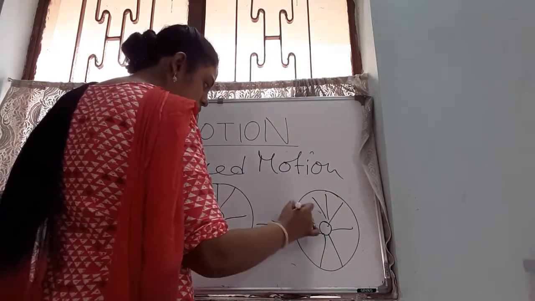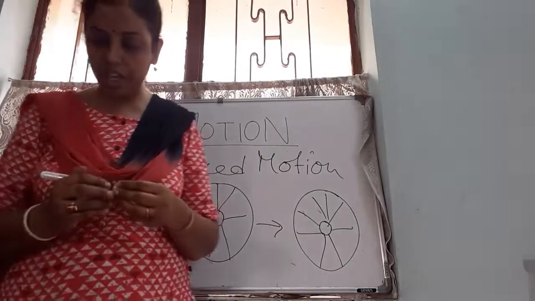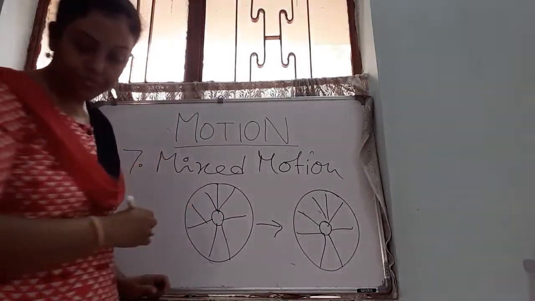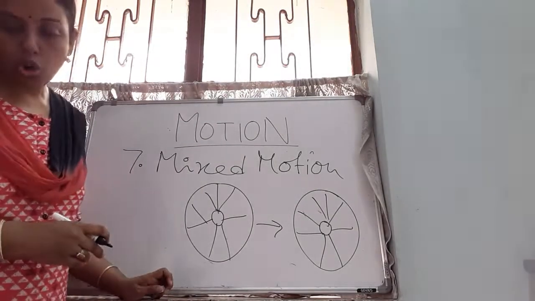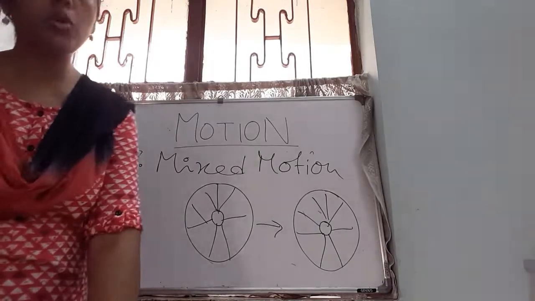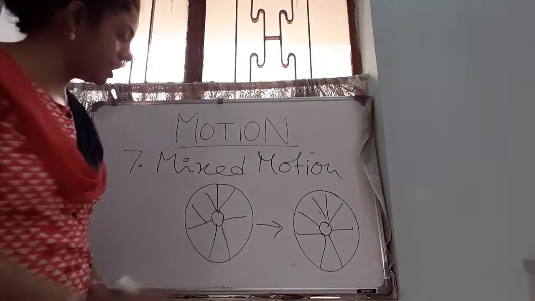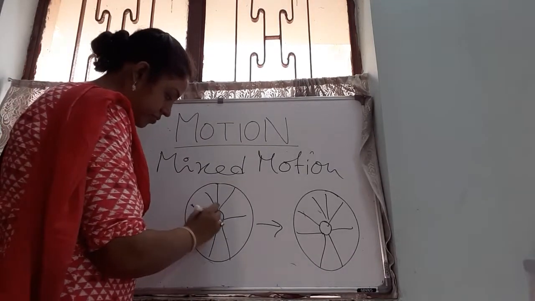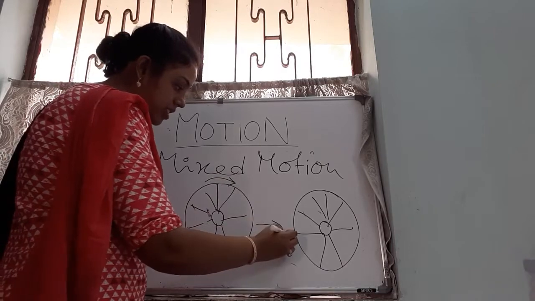So when it is moving, it is showing two types of motion. One is rotatory motion and one is translatory motion. What is rotatory motion and what is translatory motion? I have just discussed them. This is rotatory motion and this is translatory motion.